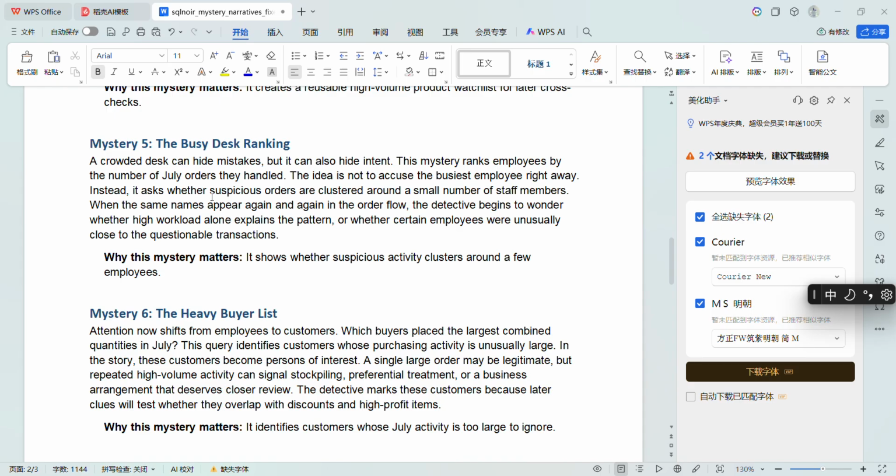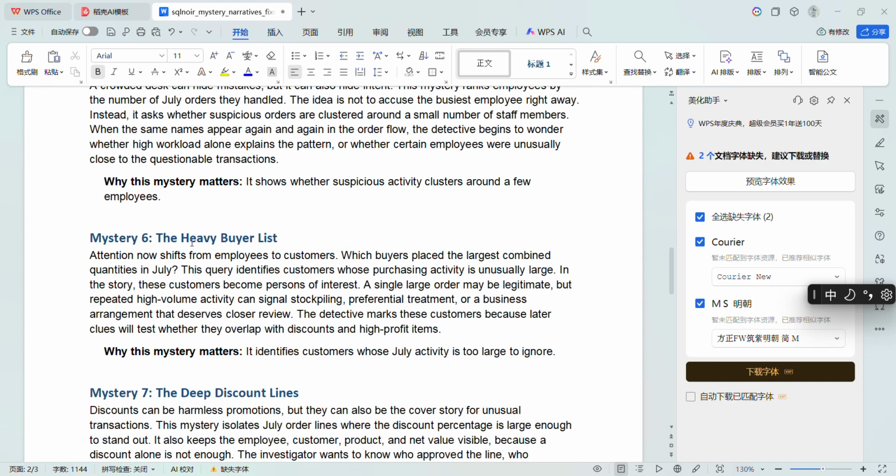Instead, it asks whether orders are clustered around a small number of staff members. When the same name appears again and again in the order flow, the detective begins to wonder whether high workload alone explains the pattern, or whether something else is close to the questionable orders. Why this measuring method? It shows whether suspicious activity clusters around a few employees.